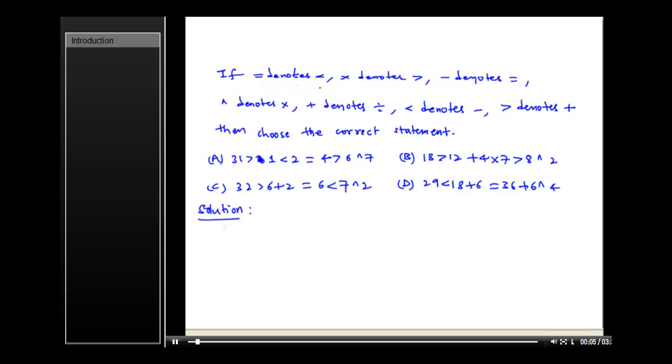If is equal to denotes less than symbol, into denotes greater than, minus denotes is equal to, this symbol denotes into, plus denotes divide by, less than denotes minus, greater than denotes plus, then we have to choose the correct statement among the given 4 choices. Consider choice A.